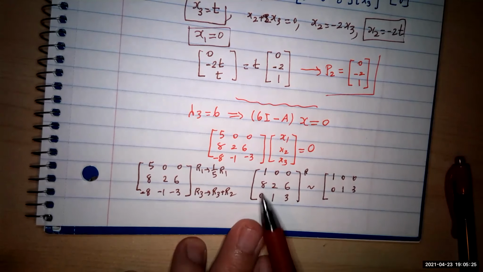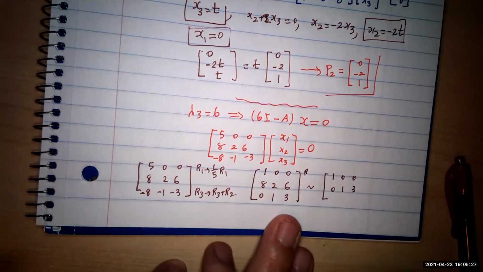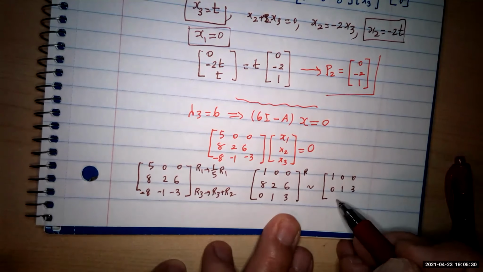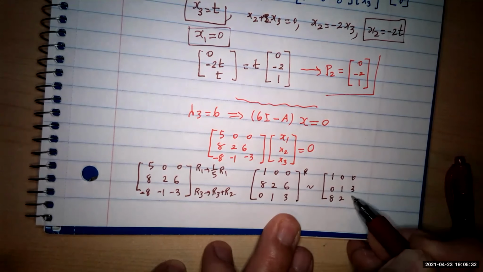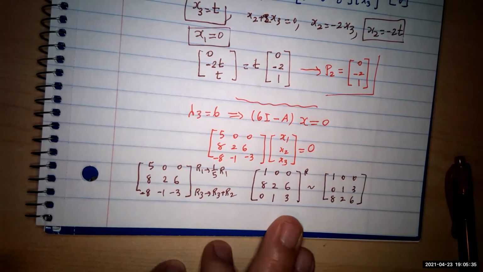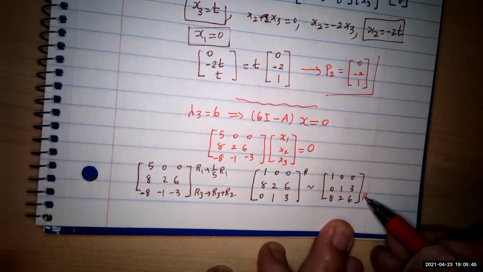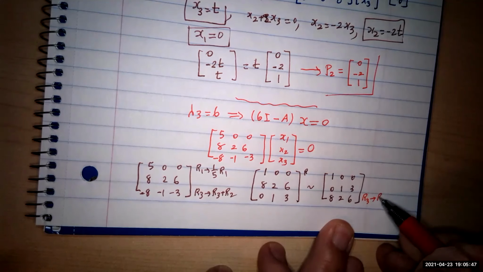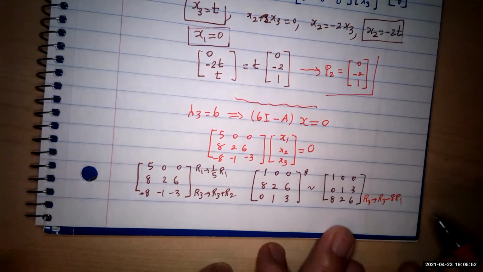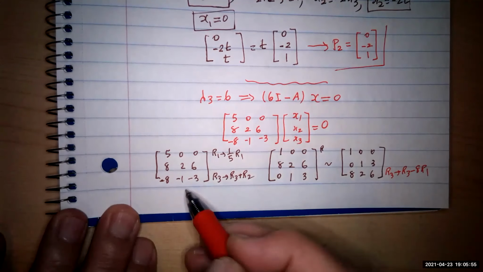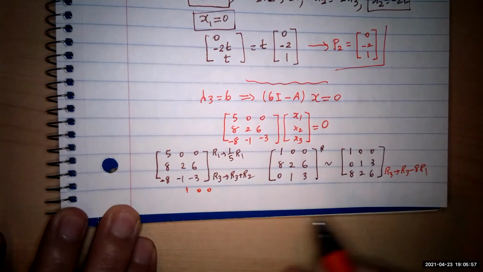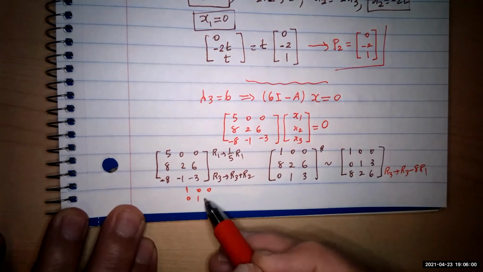Now we have to get rid of this 8, and we can do it quickly. Nothing to worry about. It's going to be 8, 2, 6. What we can do is add to the first part to get rid of the 8. So R3 is going to be R3 minus 8 R1. And if you do this, the first one's going to be 1, 0, 0. The second one's going to be 0, 1, 3.